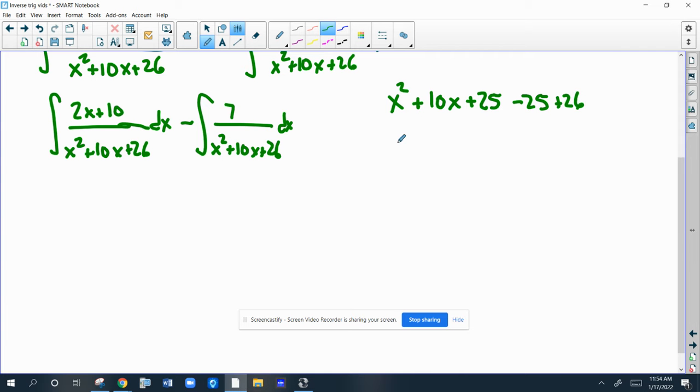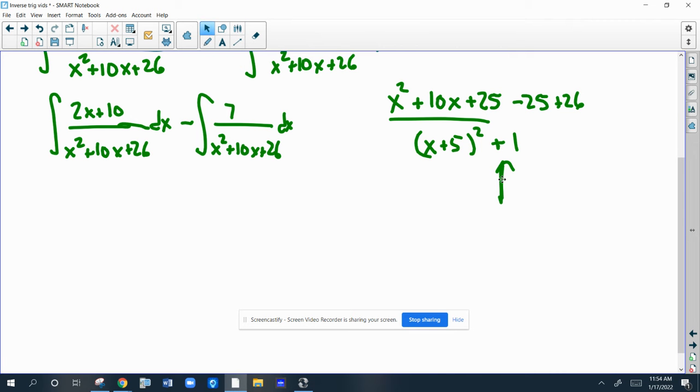So this is looking great. This would be x plus 5 quantity squared. Negative 25 plus 26 is plus 1. Now, if this turned out to be minus, in other words, if that 26 was something less, like 24 or 23, then arctan would not apply and we'd be in trouble. But as long as this is a plus and this is u squared plus a squared, we are very good to go.